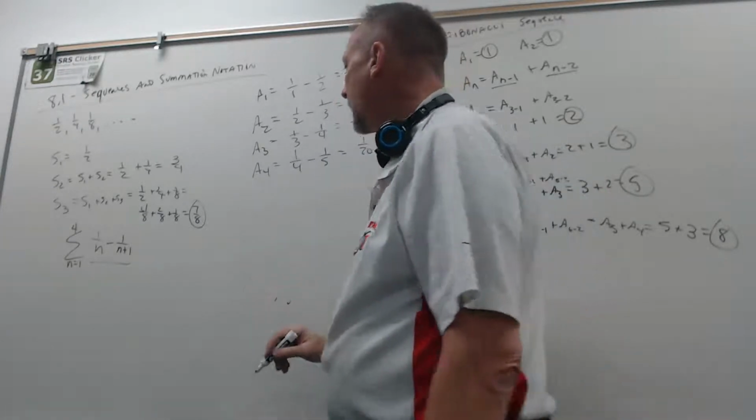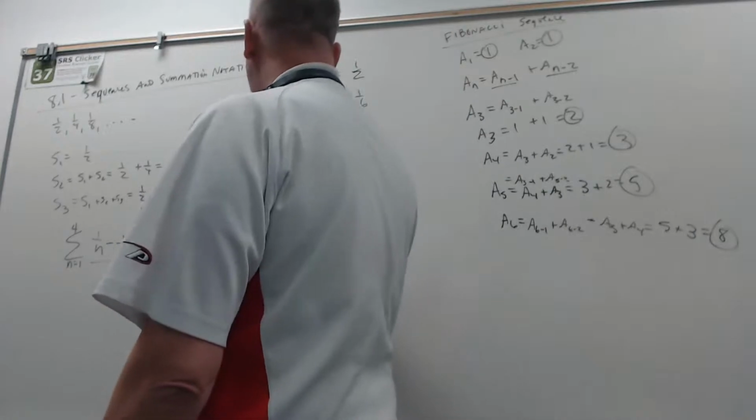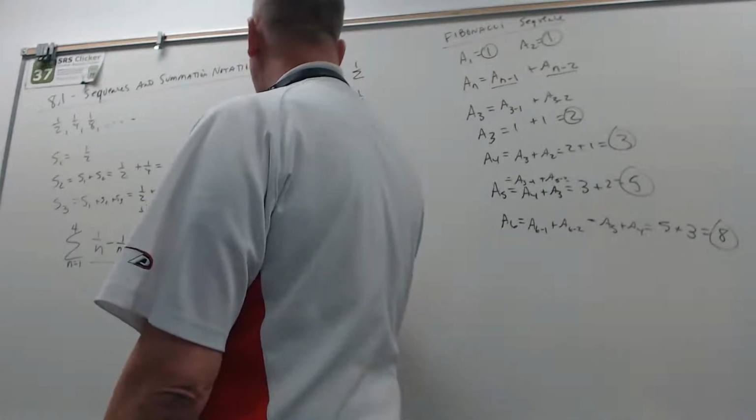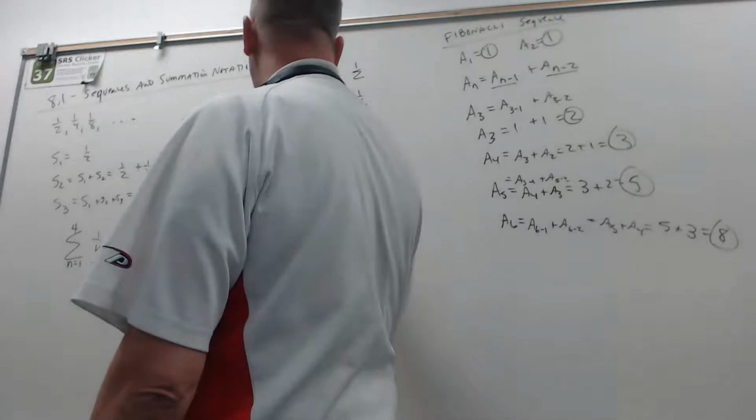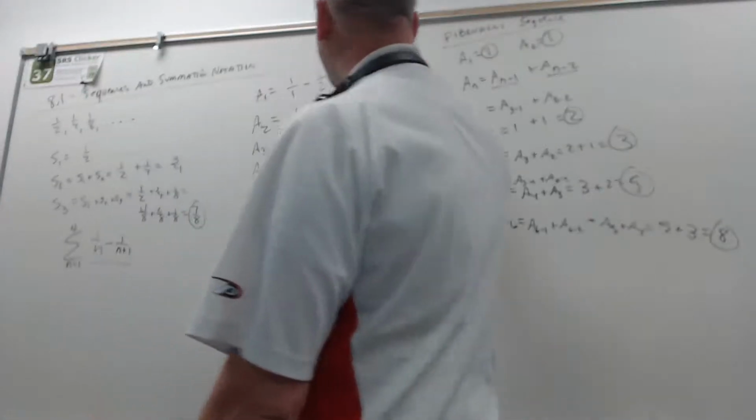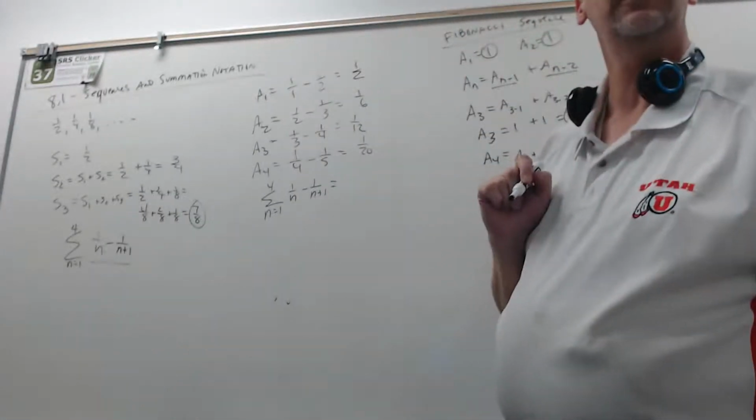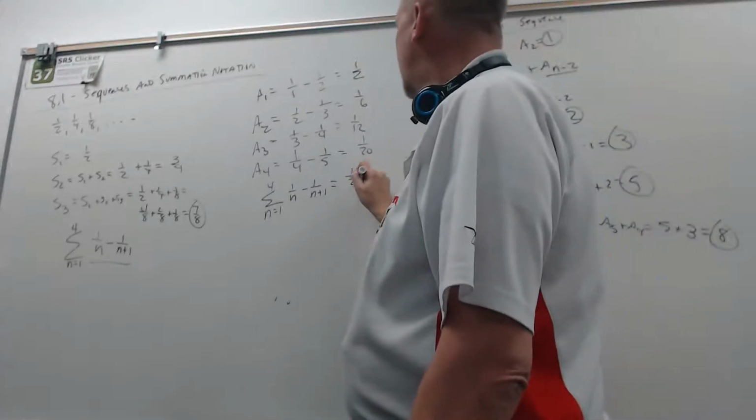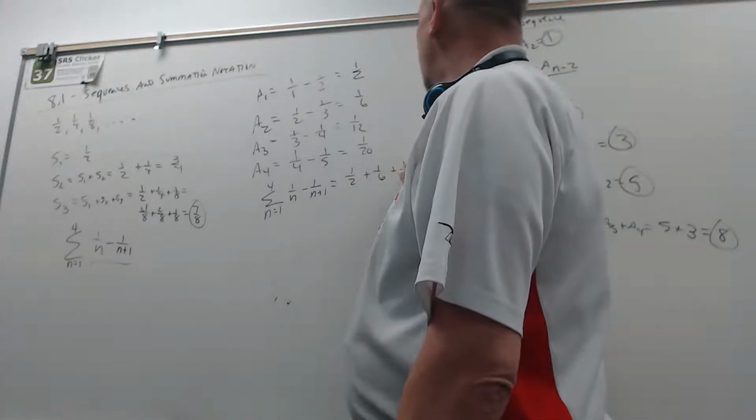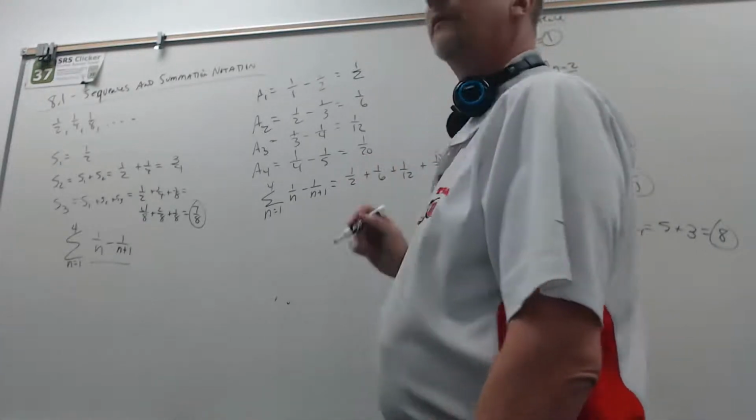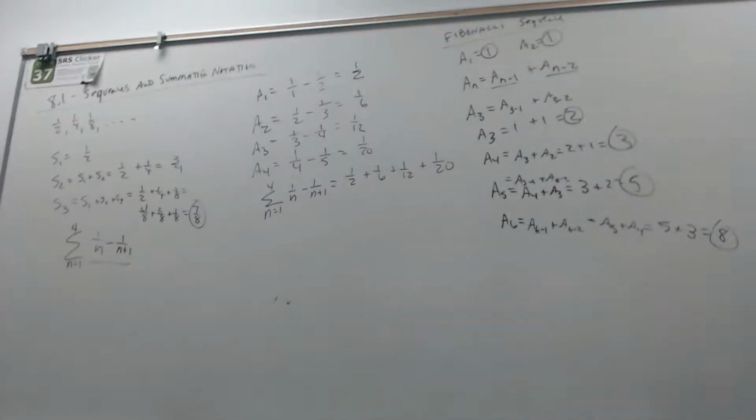Okay? So the sum from n equals 1 to 4 of this sequence, 1 over n minus 1 over n plus 1, would equal simply the sum of these first 4 terms, correct? So 1/2 plus 1/6 plus 1/12 plus 1/20. Nice and easy? Yeah, sure. All right.